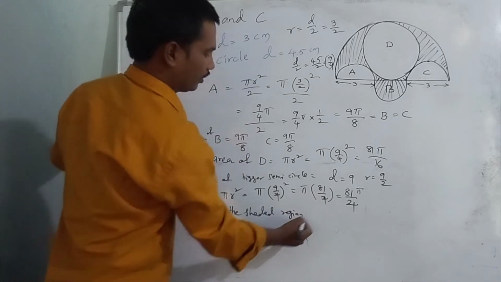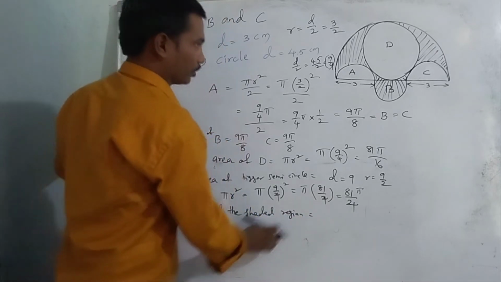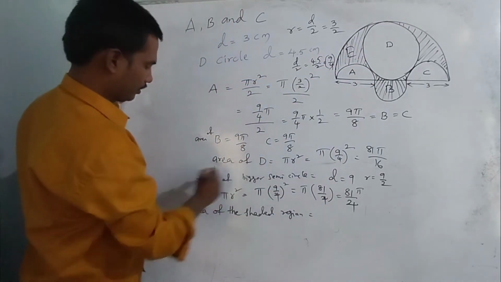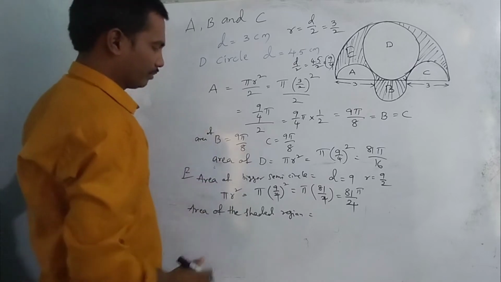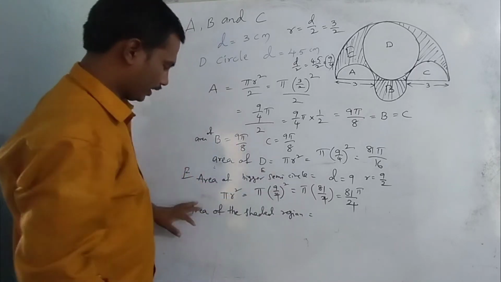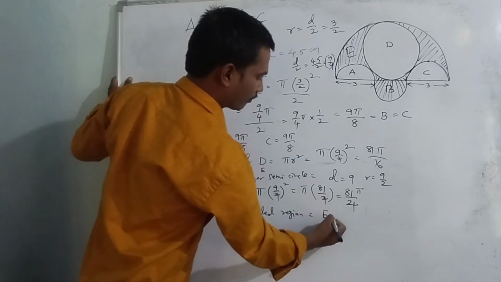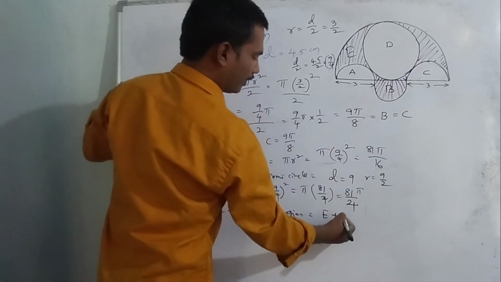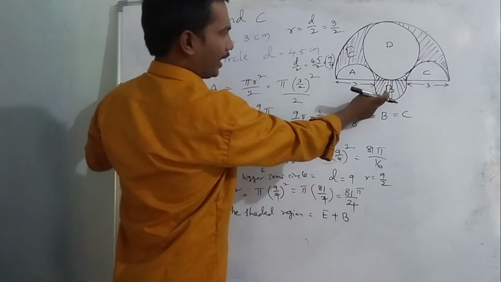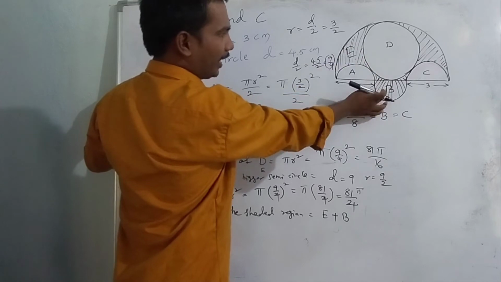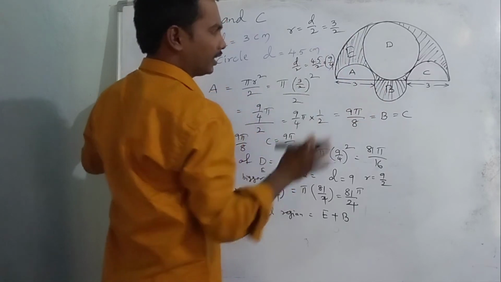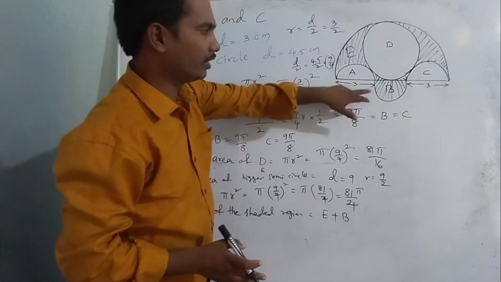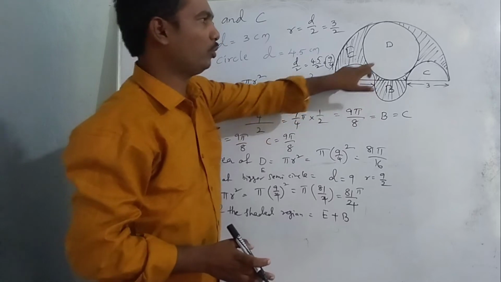Area of the shaded region is equal to, first, the bigger semicircle E. Area of bigger semicircle E plus complete B, which is shaded region. So E plus B, I am adding E and B. After that, the unshaded region: to find this solution, first add E and B, then in E and B, remove the unshaded part.